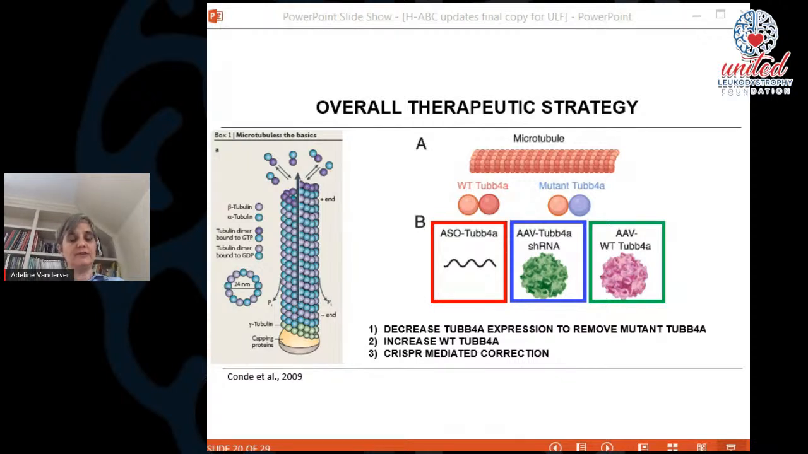You'd be more likely then to have other tubulins take the place of that tubulin and be able to do the job so that the microtubules could assemble more normally. And there are different ways of doing that. One way is by using something called antisense. When we go to the next slide, please.